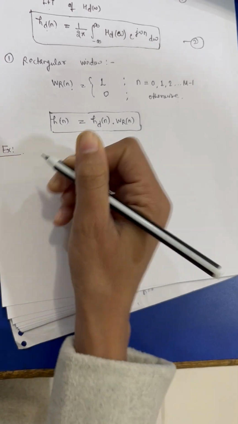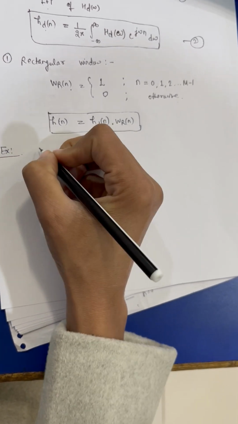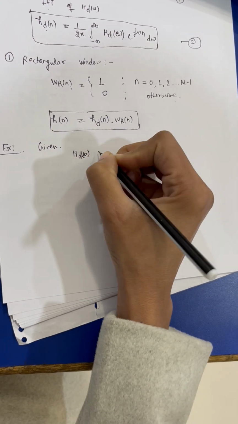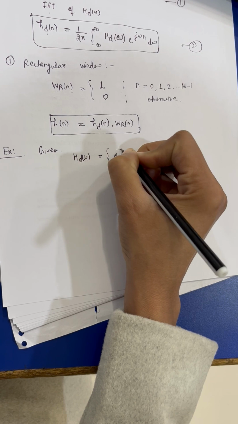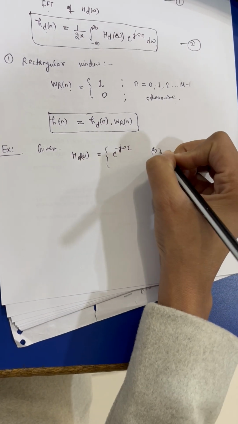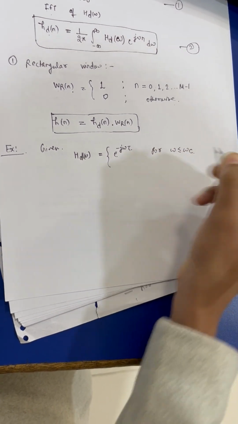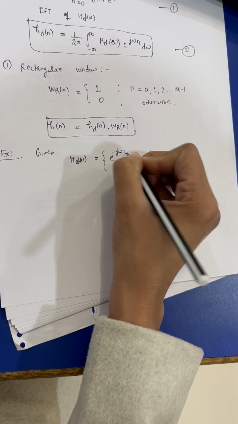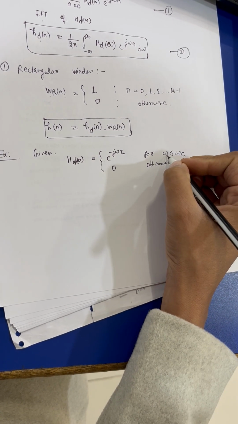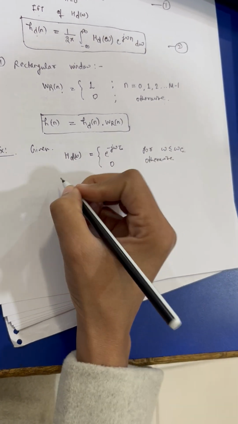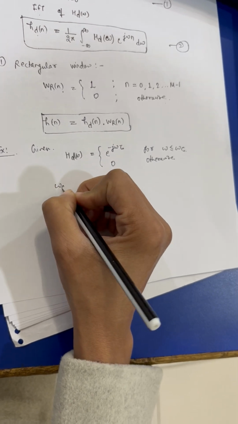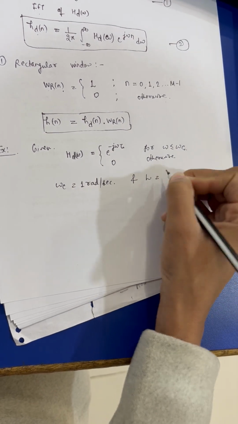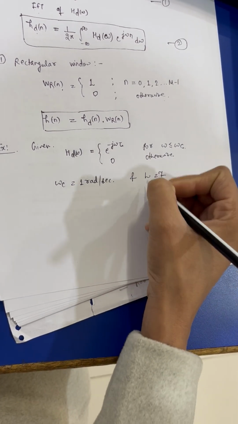Example, we take given H_d(ω) equal to e to the power minus jωτ for ω less than or equal to ω_c, and 0 otherwise. Here ω is the angular frequency and ω_c is the cutoff frequency. Also it is given that ω_c is equal to 1 radian per second, and the length of the filter is 7.